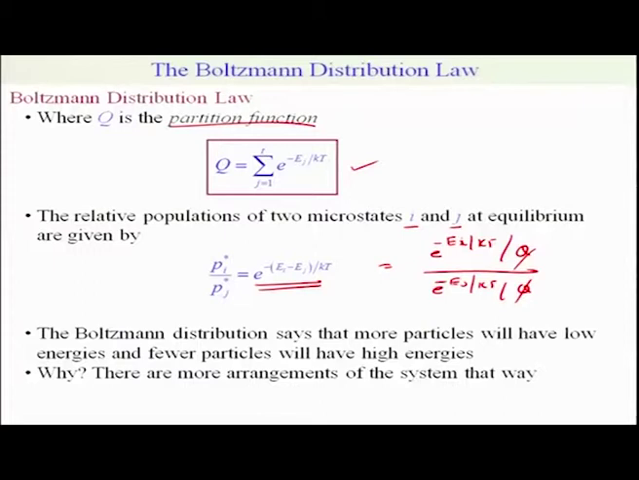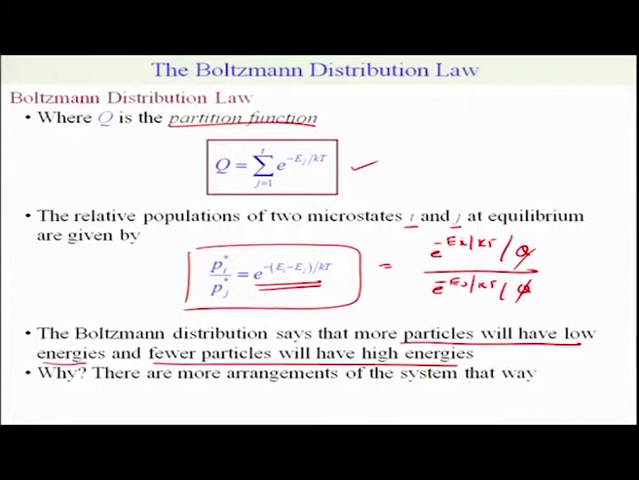Now, what does this expression tell you? This expression tells you that more particles will have low energies and fewer particles will have higher energies. Because if Pi by Pj is greater than 1, it indicates that Ei is less than Ej. So, that is what it would tell you, which means basically Ej is at a higher level and Ei is at a lower level.